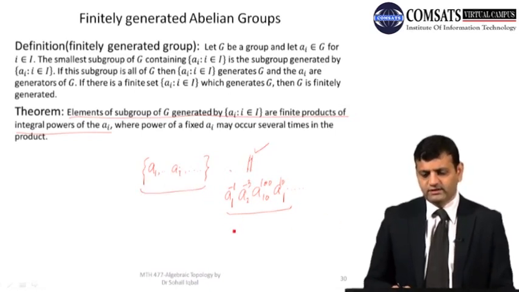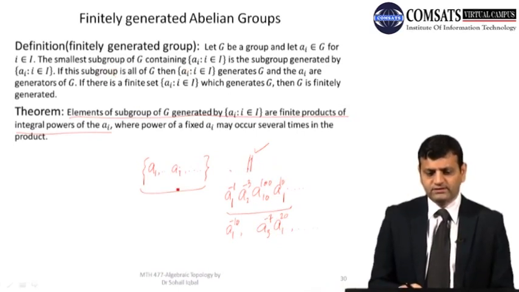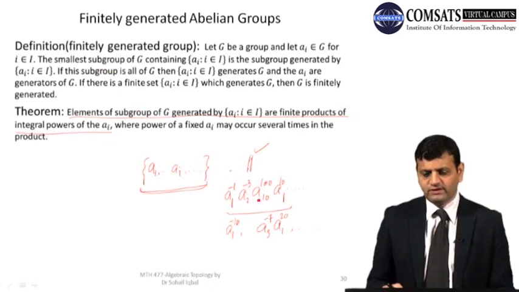Similarly, I can write another element, let's say A1 raised to power -10. Similarly, I can write another element, let's say A3 raised to power -7 and A1 raised to power 20. So products of the integral powers of these generators are the elements of the group H. And of course, if this set generates the whole group, then every element of the group is a product of integer powers of these elements.